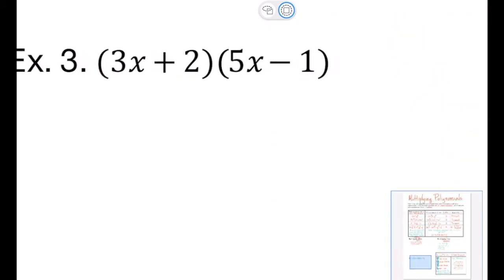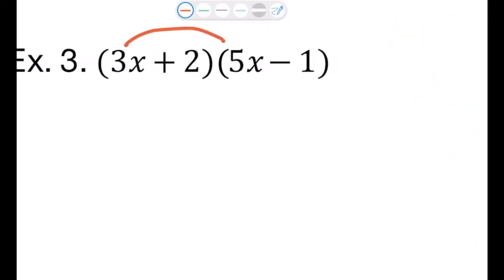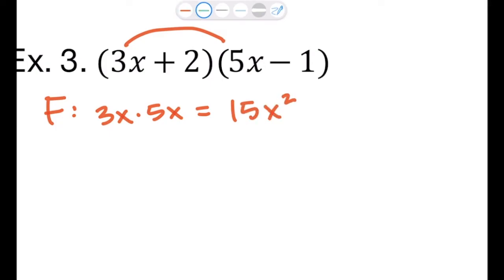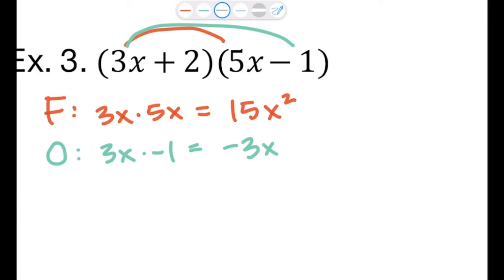So FOIL, we're going to do first times first. So we're multiplying 3x times 5x, and that gives us 15x squared. Now we're going to do the outside. So the outside terms are 3x and negative 1. So 3x times negative 1, that gives us a negative 3x. The I is the inside terms. These are our inside terms right here. So we're going to multiply 2 times 5x to get 10x.